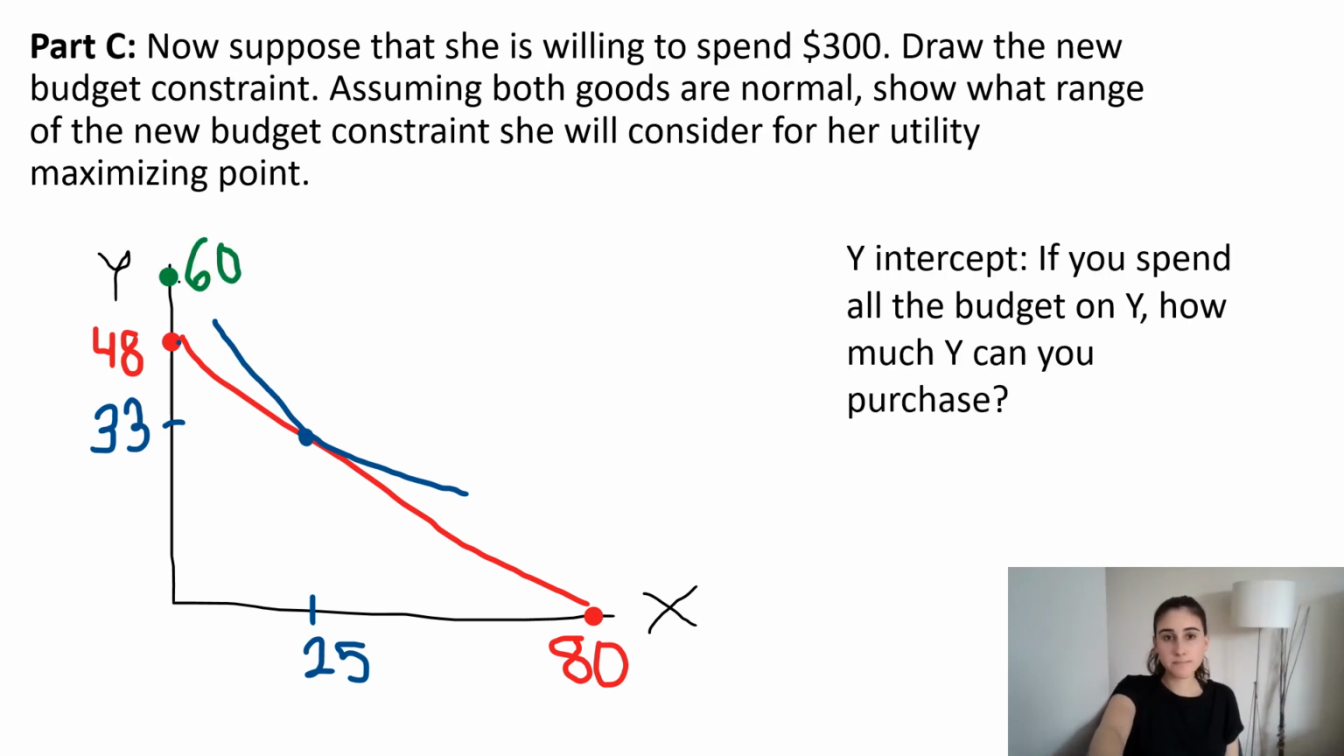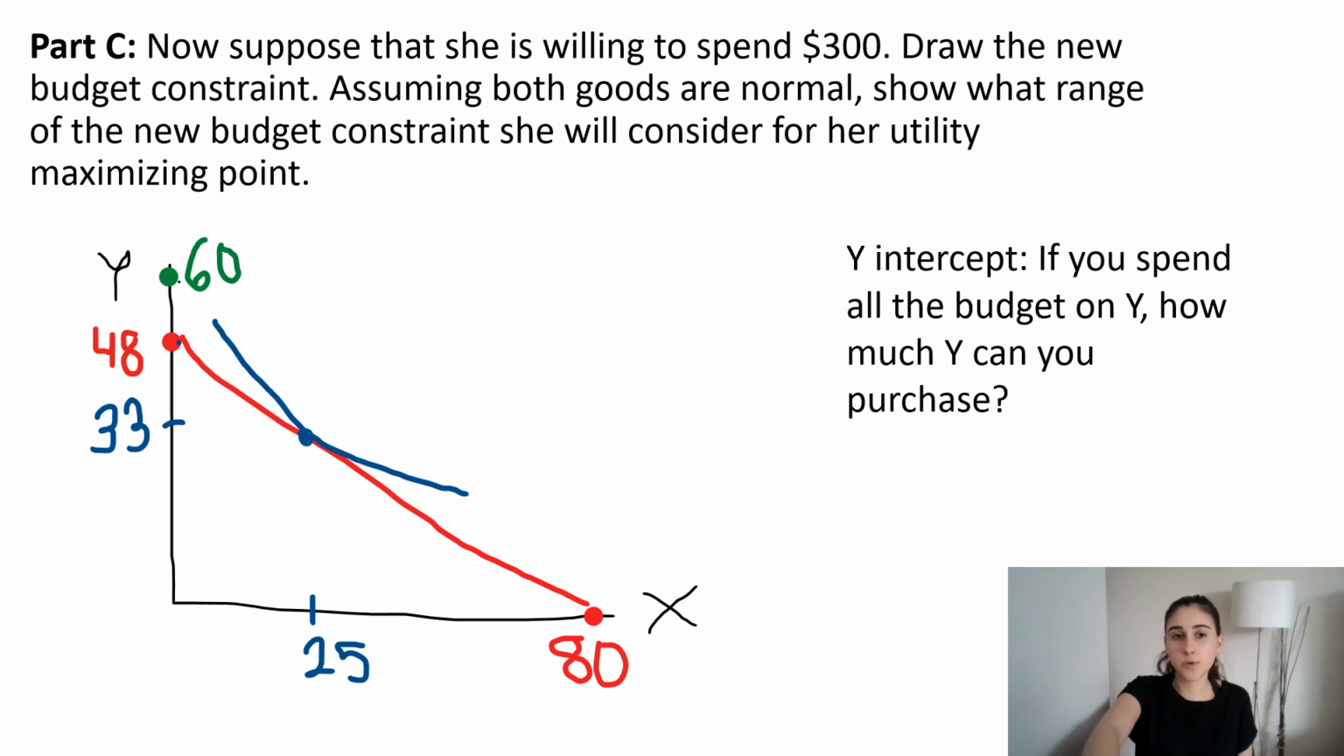Part C reads, now suppose that she is willing to spend $300. So the new budget moved from $240 to $300. Draw the new budget constraint. For this problem, we are going to assume both goods are normal, and we will have to show the range of the new utility maximizing point given the new constraint. So let's start by drawing the new constraint.